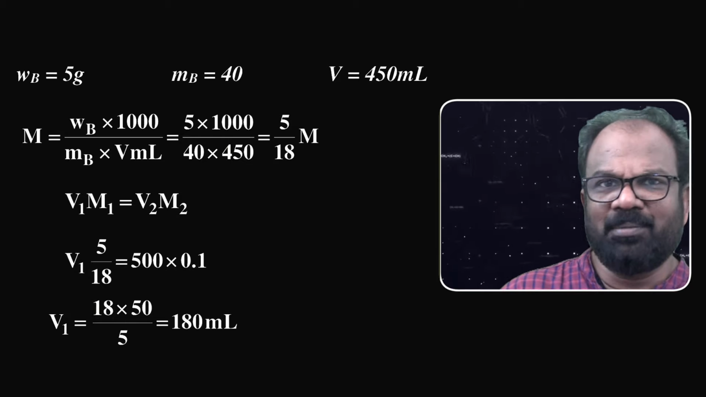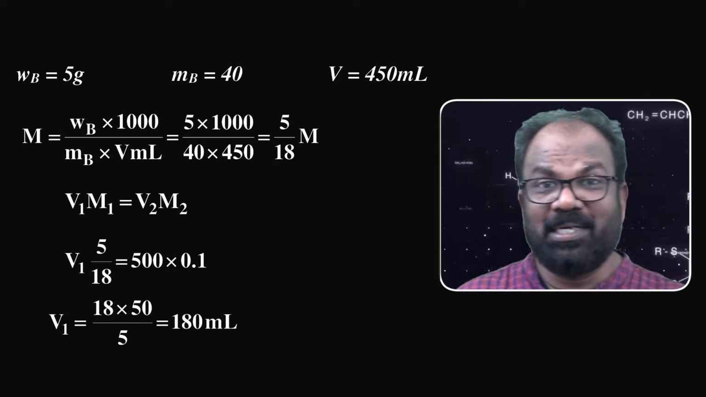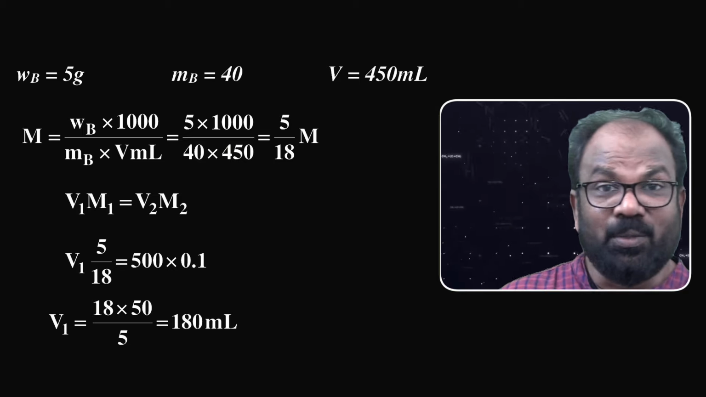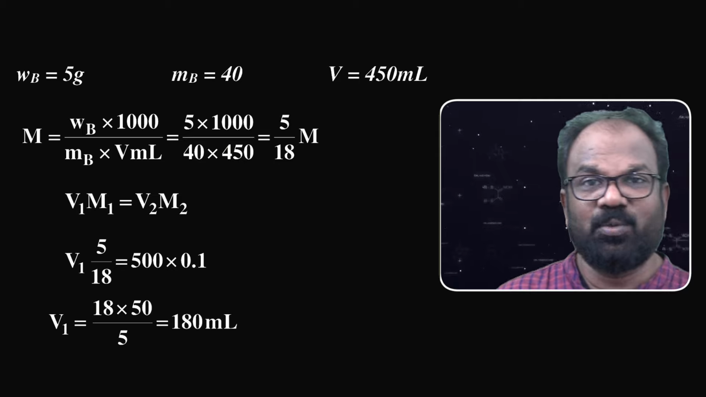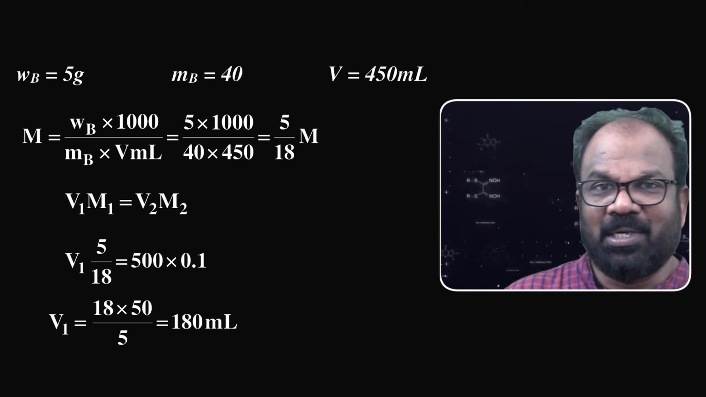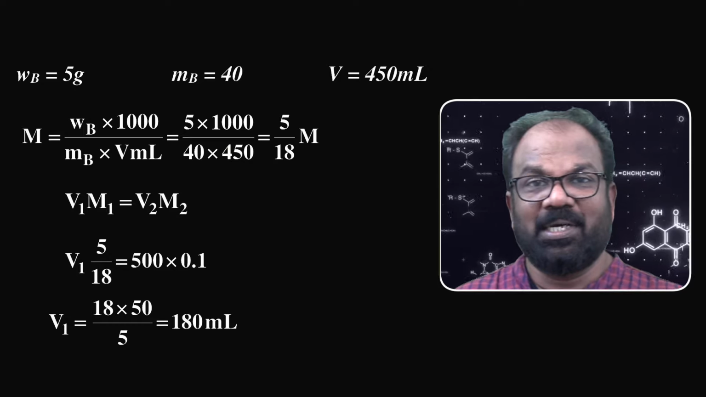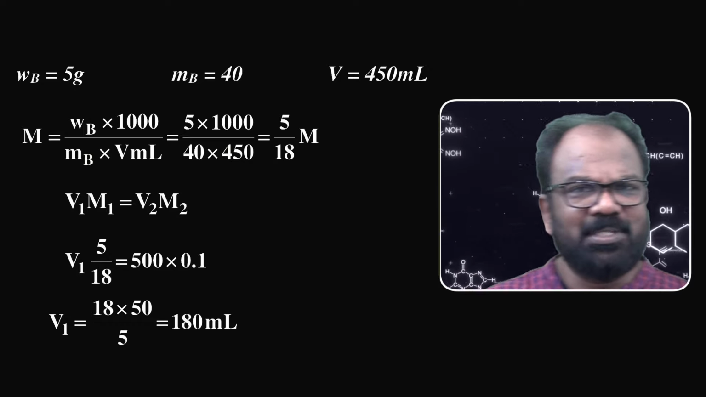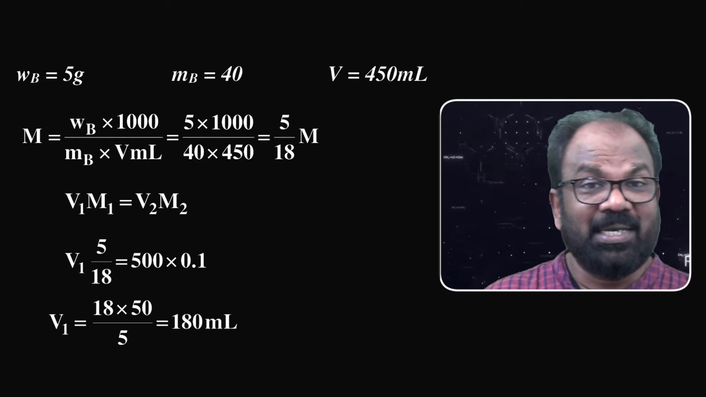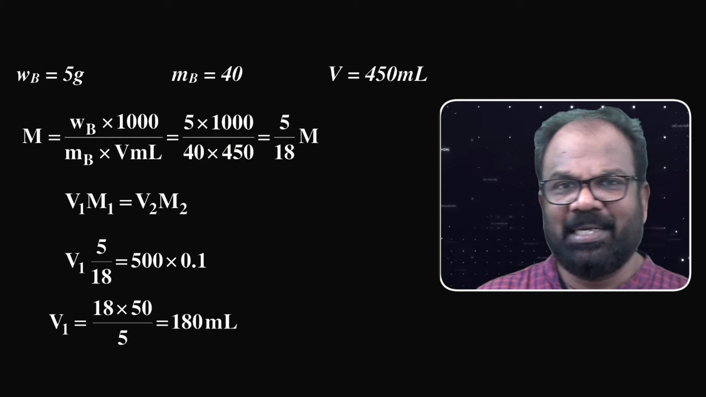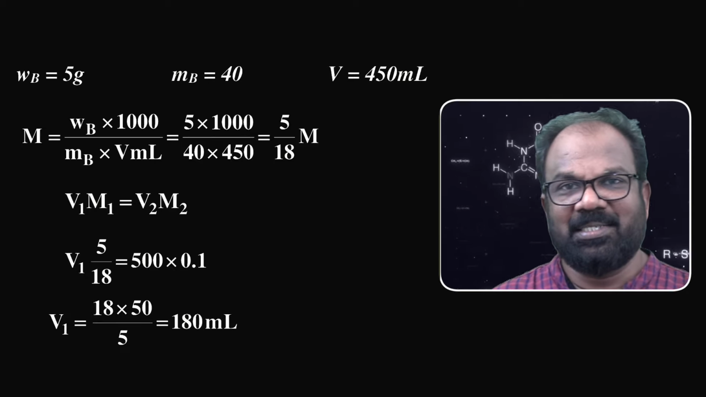Now a certain volume of this solution is diluted to 500 ml solution having molarity 0.1. For the dilution of the same solution, we can use the equation V1M1 is equal to V2M2. V1 and M1 are volume and molarity before dilution and V2, M2 are volume and molarity after dilution. Then substituting the values of M1, V2 and M2, we can calculate the initial volume taken for dilution V1, that is equal to 180 ml. So here the answer is 180.